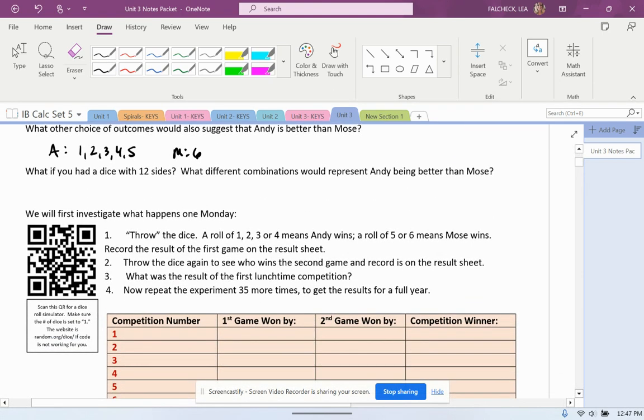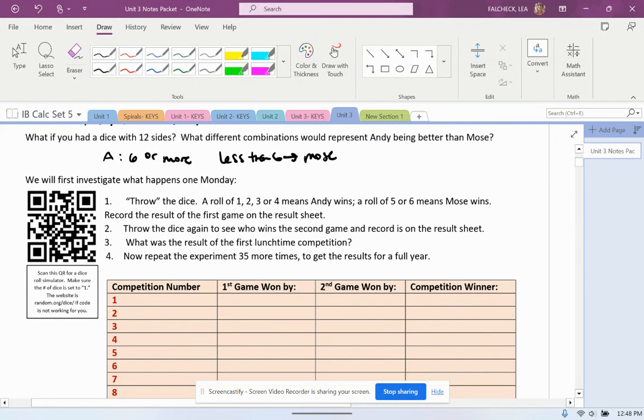What if you had a dice with 12 sides? What different combinations would represent Andy being better than Mose? So again, you would just have to make sure that if you want to show that Andy is better than Mose, 6 or more sides, it's kind of a confusing way to say it. We could just say 6 or more sides would represent Andy winning, and then less than 6 would represent Mose winning.